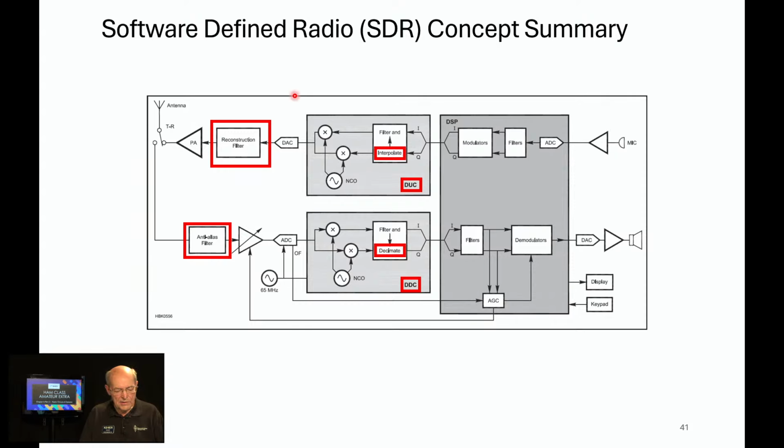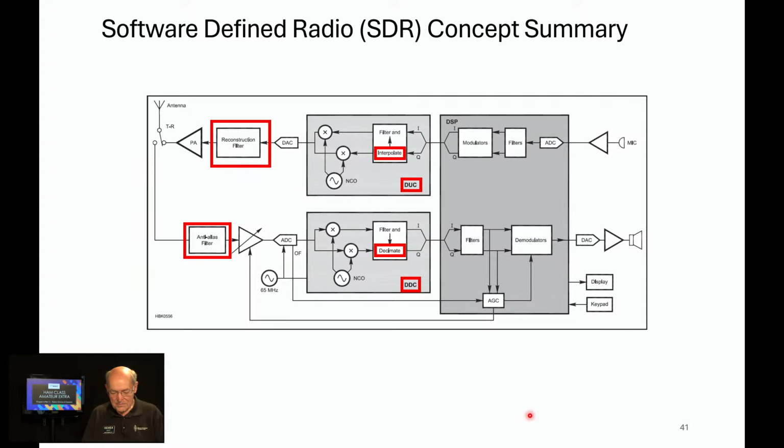Lower parts count. You don't have all of these analog mixers and filters, because it's all happening in software. So it's lower parts count, and if it's lower parts count, that means the build cost is going to be lower. Now, that doesn't mean these radios are necessarily cheap. I think we're paying for all of their development costs and so forth, but these are all advantages.